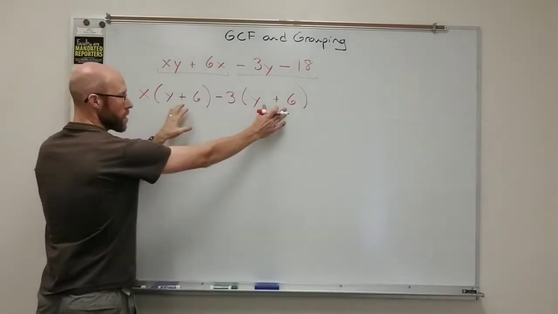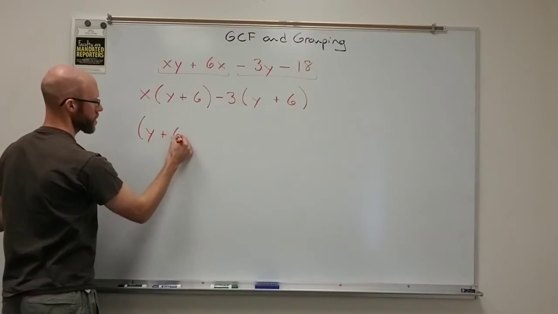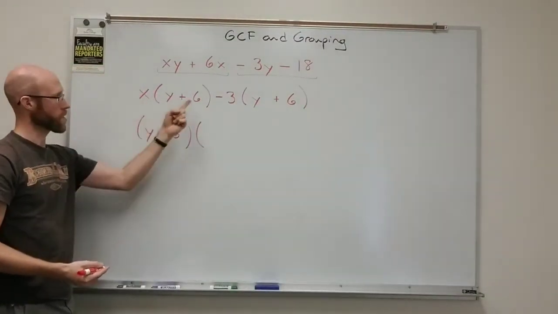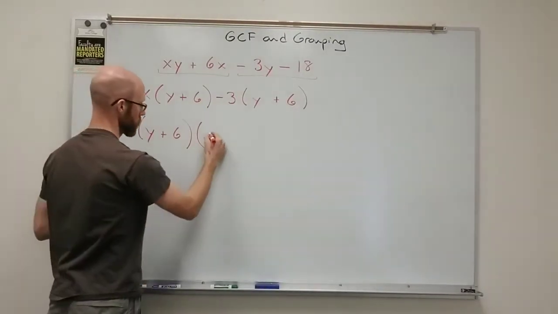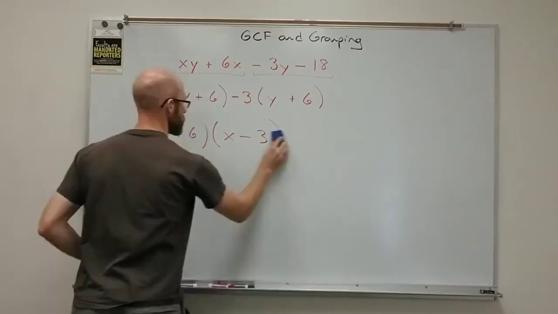If it's a common factor, I can pull it out. So I get y plus 6. And then the remaining factors would be x and minus 3. So I'd have x minus 3 left. Okay?